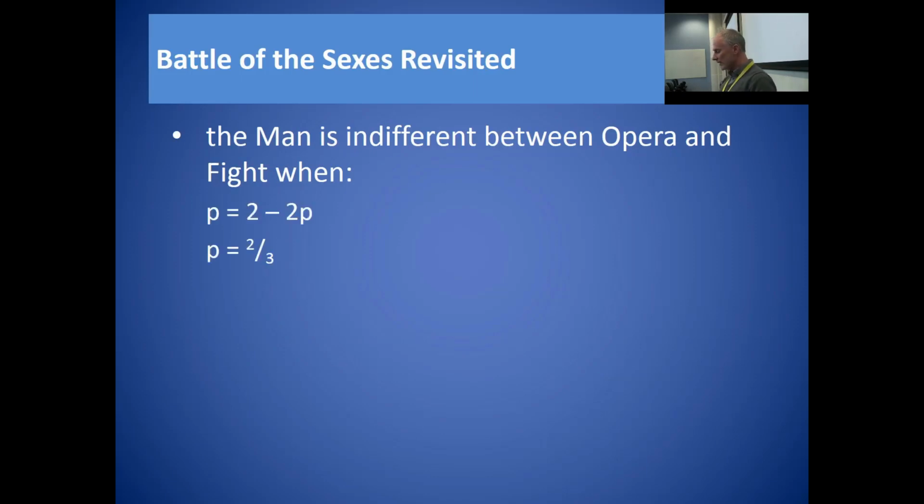And then, to complete this, let's just do it for the man. We need to find that crucial probability for him, at which he is indifferent between the two pure strategies, opera and prize fight.